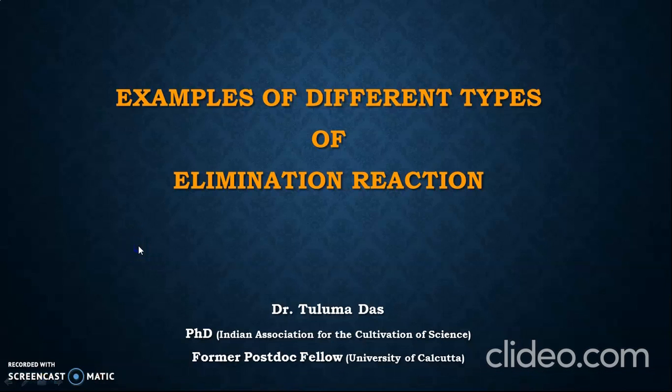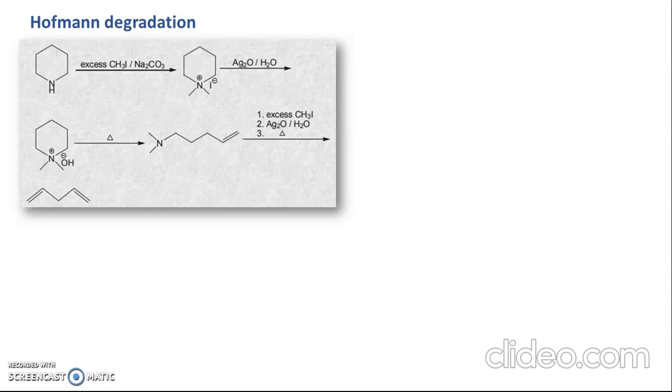Hello everyone. So in part 7 of the elimination reaction video, we will see a great variety of elimination reactions. The first type is Hofmann degradation. First we have to prepare our starting material for the elimination reaction, because the actual elimination takes place in the third step and the fourth step. So first we will see how we can make our starting material for this degradation.